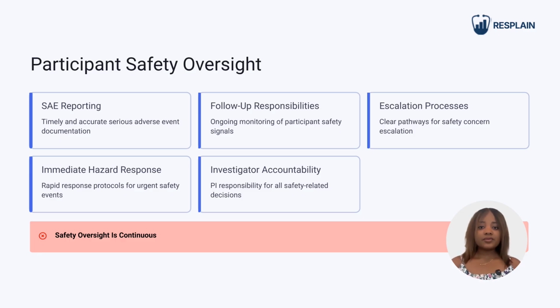The guidance also reinforces that delegated safety activities do not remove investigator responsibility for participant protection and reporting compliance. R3 introduces additional emphasis around managing immediate hazards, ongoing participant follow-up, and maintaining oversight throughout the entire participation period. Sites should therefore maintain clear and well-controlled workflows for safety review, escalation handling, follow-up documentation, and communication with sponsors, investigators, and ethics boards when required.